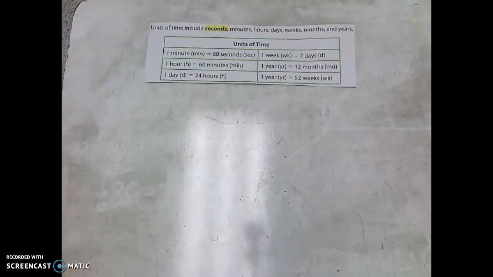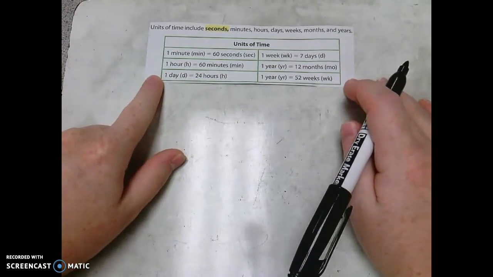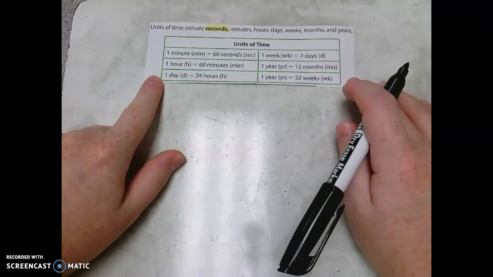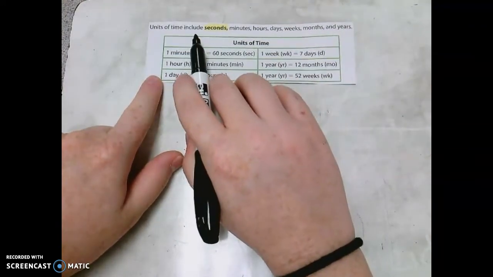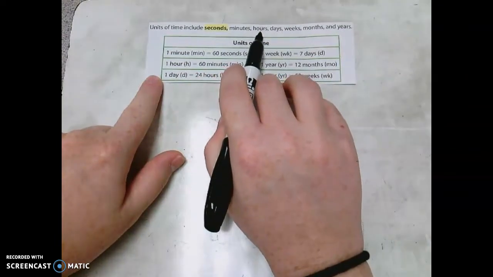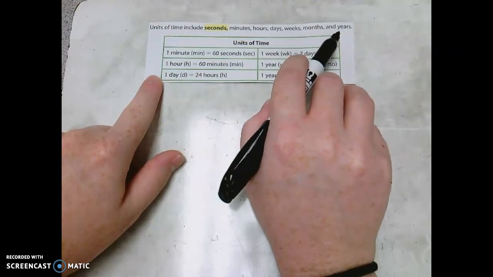Today we are going to talk about units of time. You have this on your assignment as well, so you don't have to worry about writing it down right now if you don't want to. We're going to go through this together and do some examples together. Units of time include seconds, minutes, hours, days, weeks, months, and years.